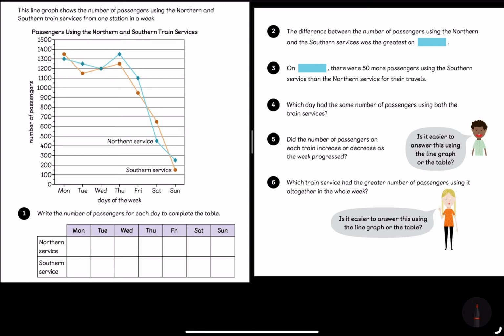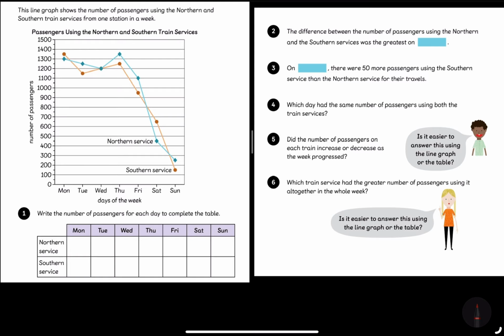Today we are going to continue with the chapter graph, and in graph specifically we are going to read line graphs. In my previous video we had one line and we read the graph. This time we are going to have two lines on the graph, and accordingly we are going to try to solve the questions that we have. Let's begin with the very first one.